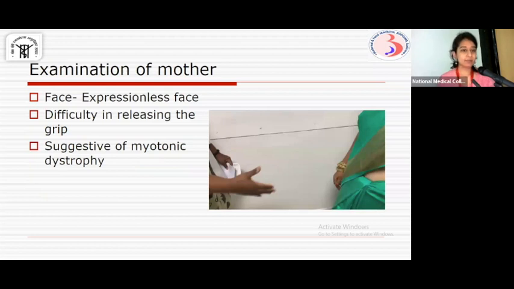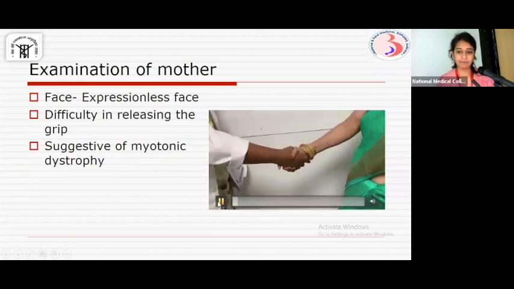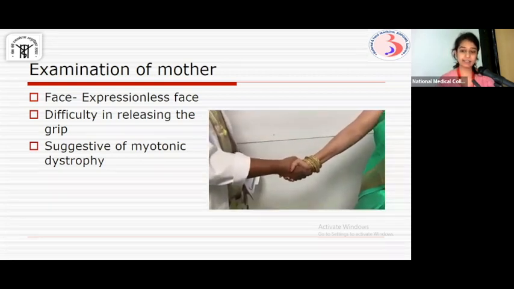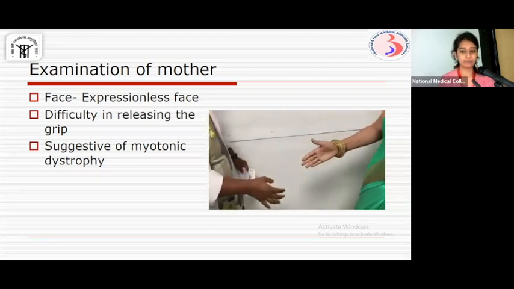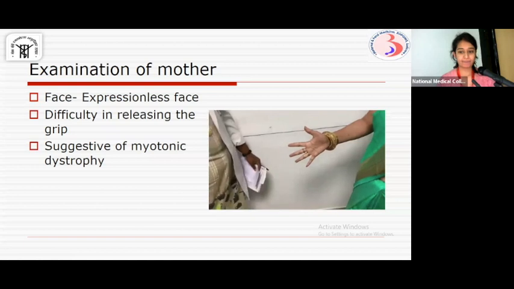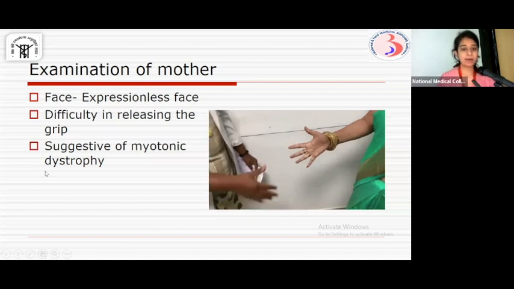When we examined the mother, she had a characteristic expressionless face, and on detailed examination, there was difficulty in releasing the grip, as seen in this video. We are trying to shake the mother's hand, and when we are releasing, it is very difficult for the mother to release the grip, as we can see. To act on our command, it is taking her time. These features are suggestive of myotonic dystrophy.